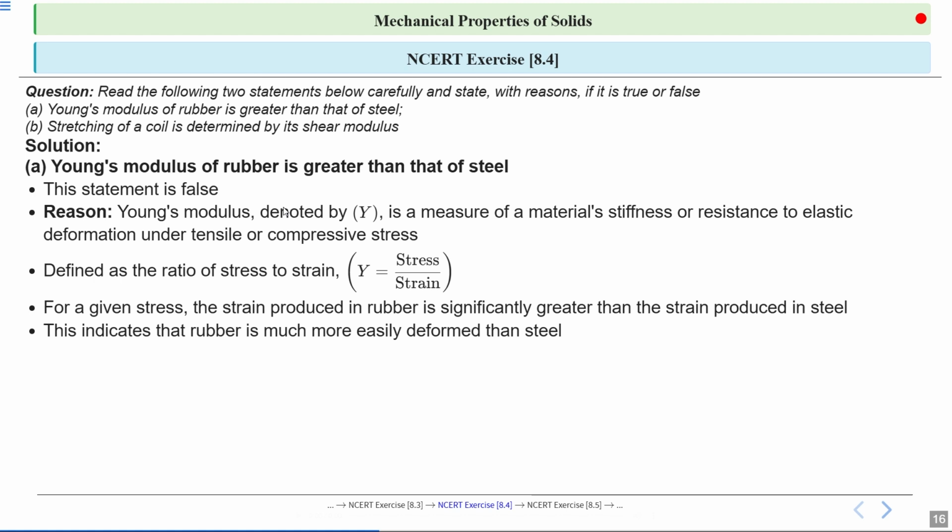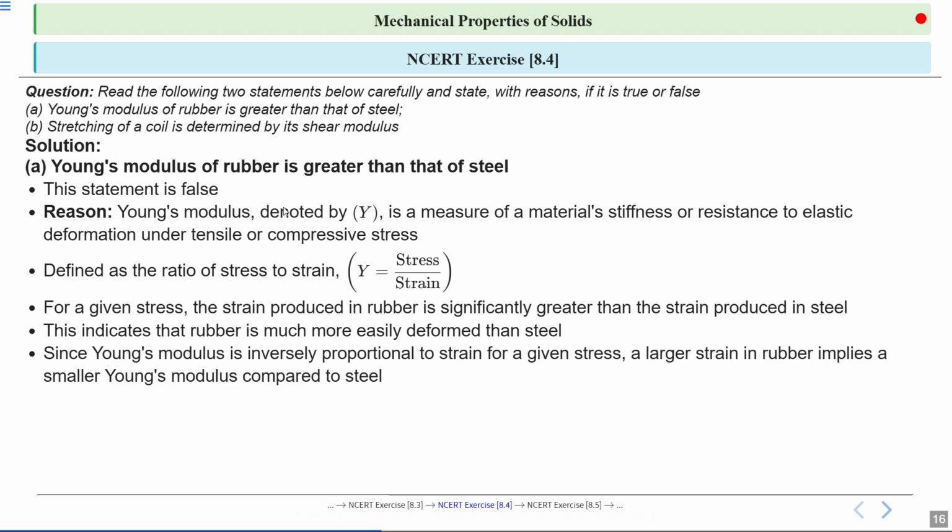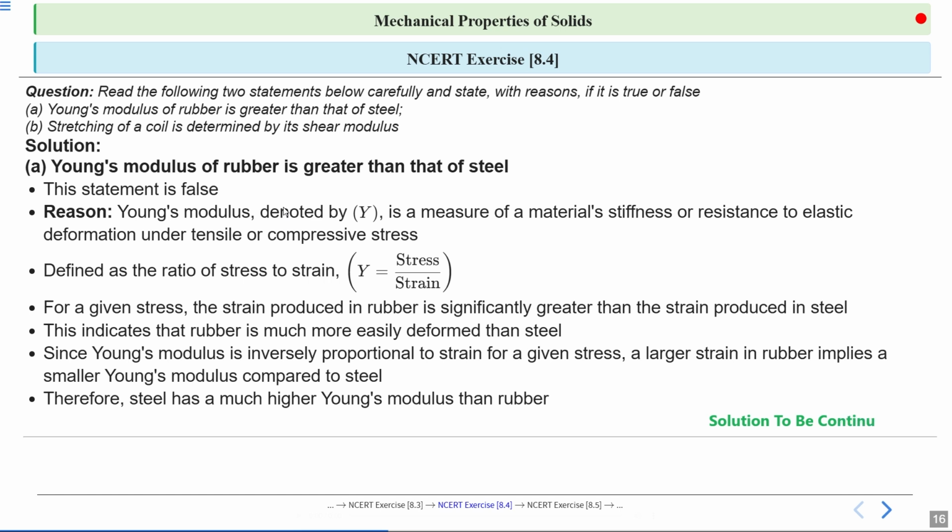This shows us that rubber is much easier to deform than steel. Since Young's modulus is the ratio of stress to strain and rubber has a much larger strain for the same stress, its Young's modulus is actually much lower than that of steel. So the more a material stretches, the lower its Young's modulus. So steel has a much higher Young's modulus than rubber. This means steel is much stiffer and resists deformation much more than rubber.